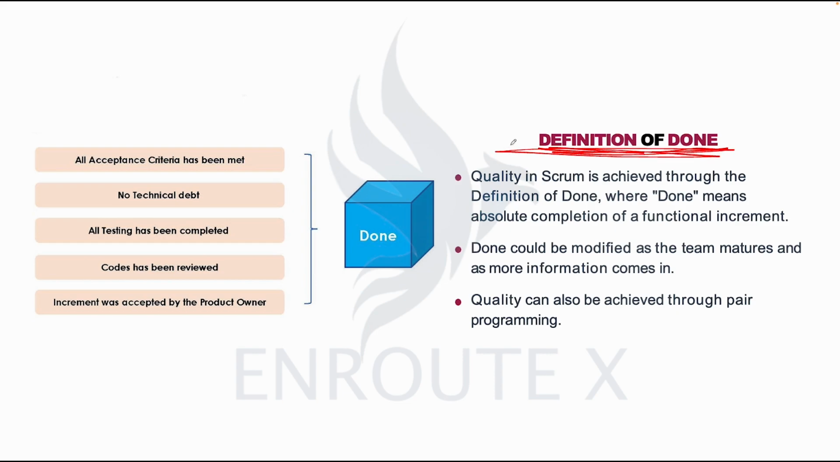Right? In Module 2, we spoke about definition of ready. Definition of ready is what determines if a story is ready to sprint or not. So let's now look at what definition of done is. Quality in Scrum is achieved through the definition of done, where done means absolute completion of a functional increment. When you have fully completed a functional increment, that's when we say it is done.